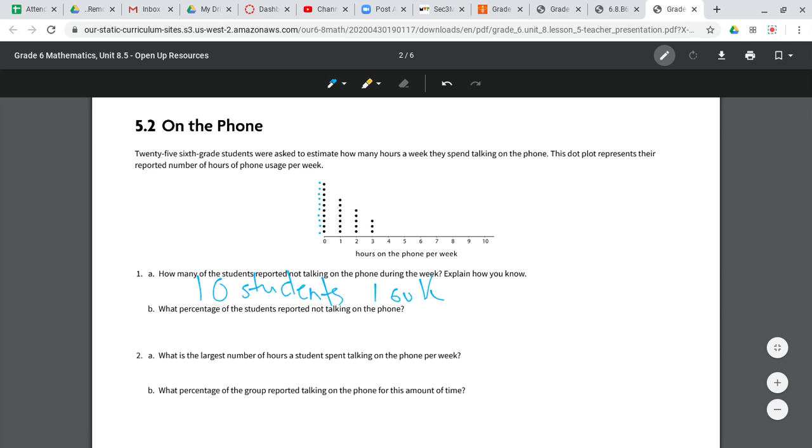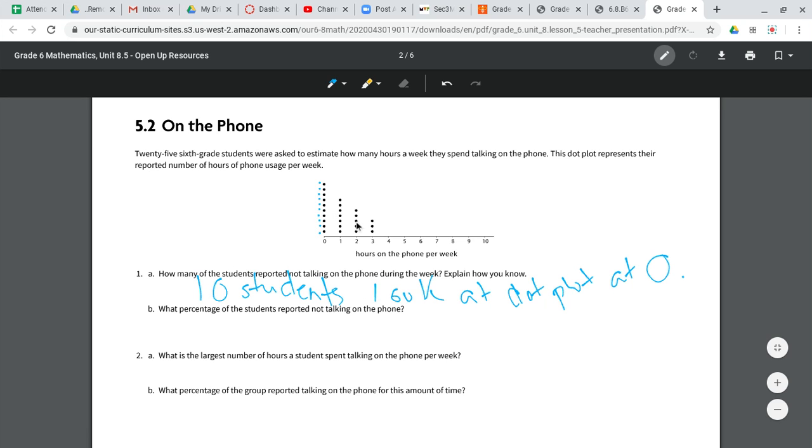That's supposed to be a 0. I don't know why it looks like a 6. Look at the dot plot at 0.